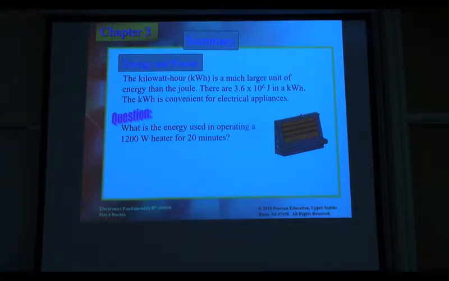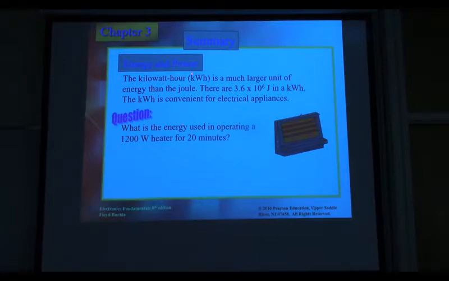I guess you are going to have two methods to calculate this. You can use 1200 times the time, but you need to convert minutes into seconds, so that is 1200 seconds. So use this one times this one, and you give me the result in joules. You can see this one is 1,440,000. A lot of zeros. We don't like that, right?